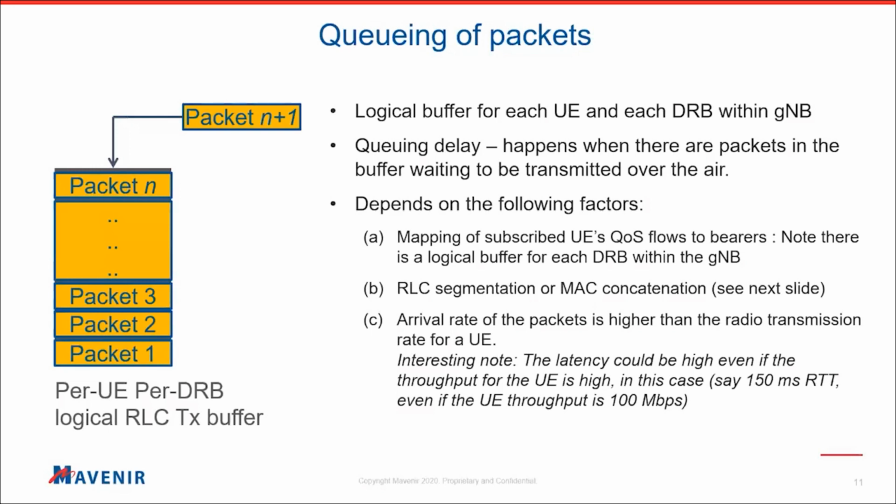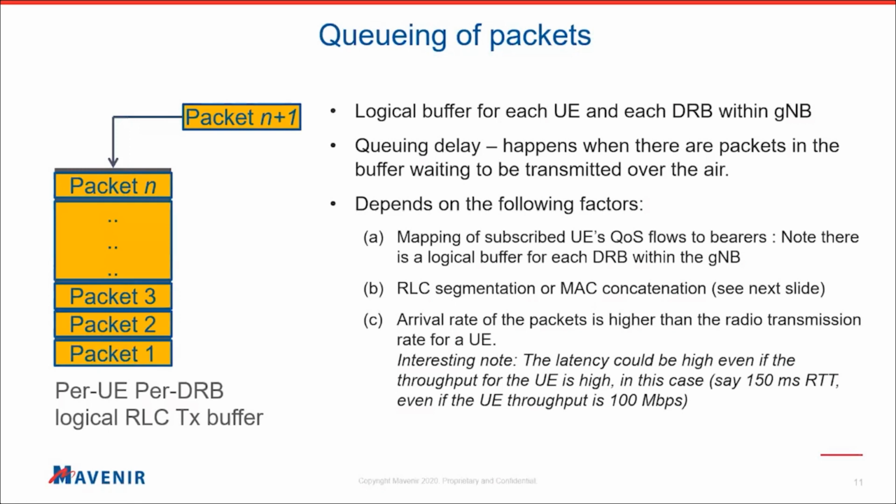So we saw that the SDAP entity basically has the IP packets, and then there is a mapping done between the IP packets corresponding to QoS flows and the data radio bearers. Now, this mapping dictates how many packets correspond to one data radio bearer, and for one data radio bearer there is one transmission buffer, and this impacts the buffering of packets in the transmission buffer.